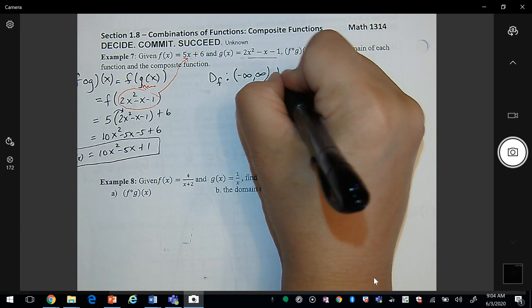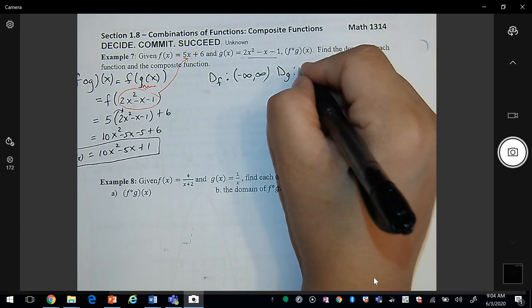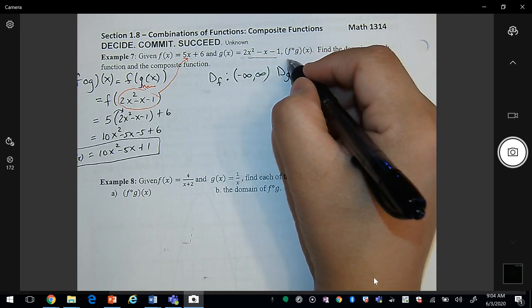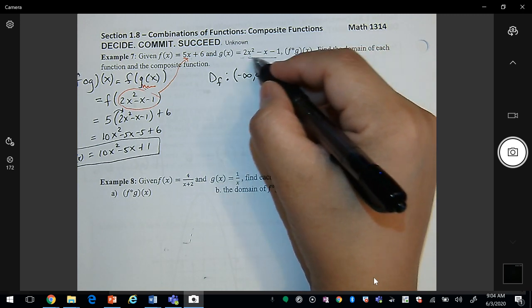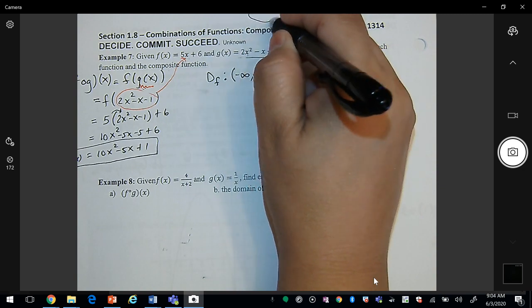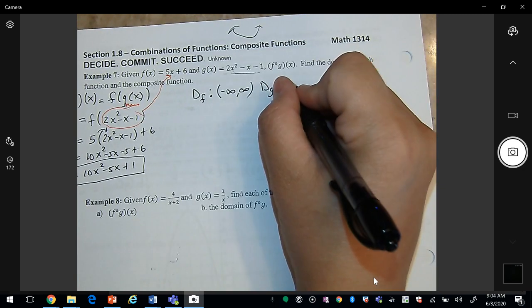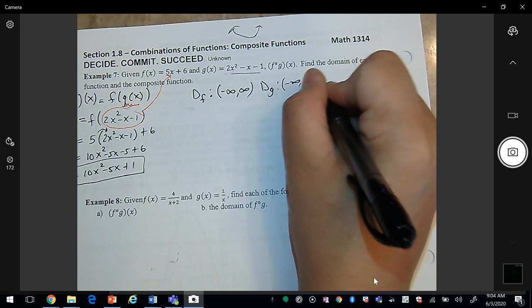And then the domain of g, is there any fractions? No. Square roots? No. Logarithms? No. This is a parabola. So it's going to open something like this, which will use all the x values. So negative infinity to positive infinity.